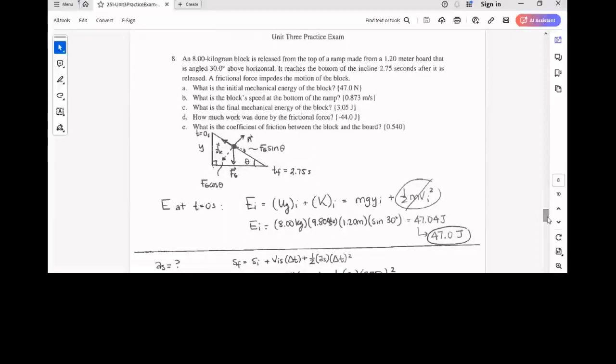Number 8, an 8 kilogram block is released from the top of a ramp made from a 1.20 meter board that's angled 30 degrees above horizontal. It reaches the bottom of the incline 2.75 seconds after it's released. A frictional force impedes the motion of the block. What's the initial mechanical energy of the block? What's the block's speed at the bottom of the ramp? What's the final mechanical energy of the block? How much work was done by the frictional force? What is the coefficient of friction between the block and the board?